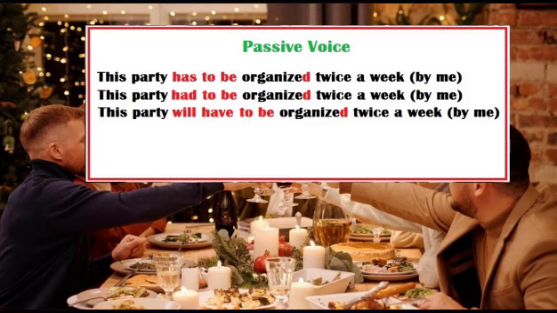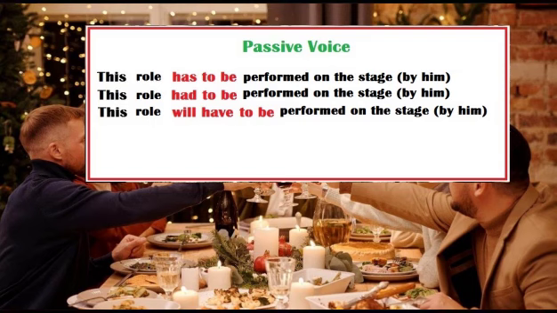So this is the complete sentence of passive voice, in which you have used the passive voice structure, और कि ये पार्टी ऑर्गेनाइज होनी होती है, ऑर्गेनाइज होनी है किसके ज़रिए? मेरे ज़रिए. And similarly you can use another sentence of passive voice. If you want to convert the active voice of he has to perform this role on the stage, you can convert it into passive voice: this role has to be performed on the stage.